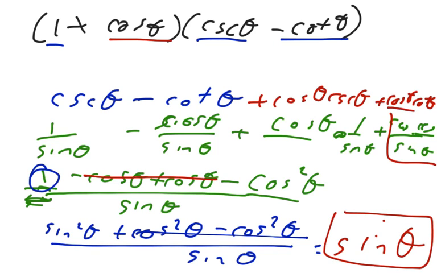So this part right here, for those of you having trouble, is cosine over sine times cosine. Or actually, cosine theta times cosine theta over sine theta.